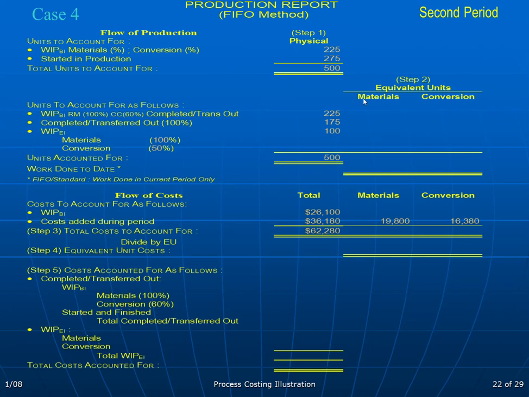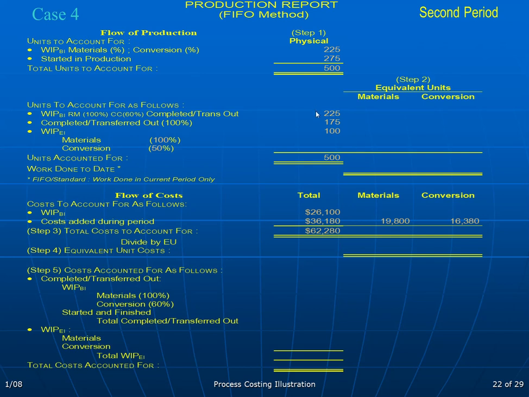Okay, first step, units to account for. This is the second period. The only difference between this and the previous example is we're now assuming FIFO instead of weighted average. So the units to account for are exactly the same. The units accounted for are the same. But here's a difference.